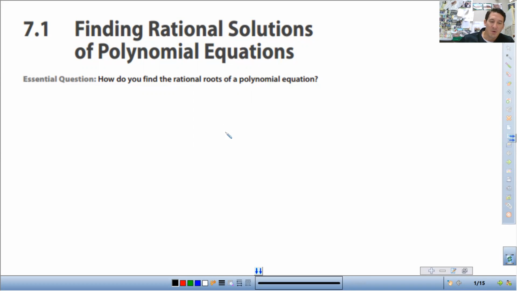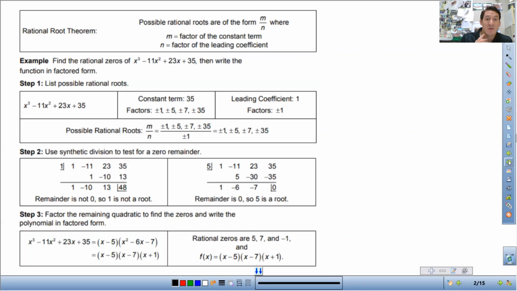So we've been looking at just specifically quadratics for the last week or so. That's a polynomial with a degree of 2. So we learned how to factor and solve, complete the square, and use the quadratic formula. Right now, we're going to learn how to solve polynomial equations when the degree is bigger than 2. We're going to focus mainly on a degree of 3.